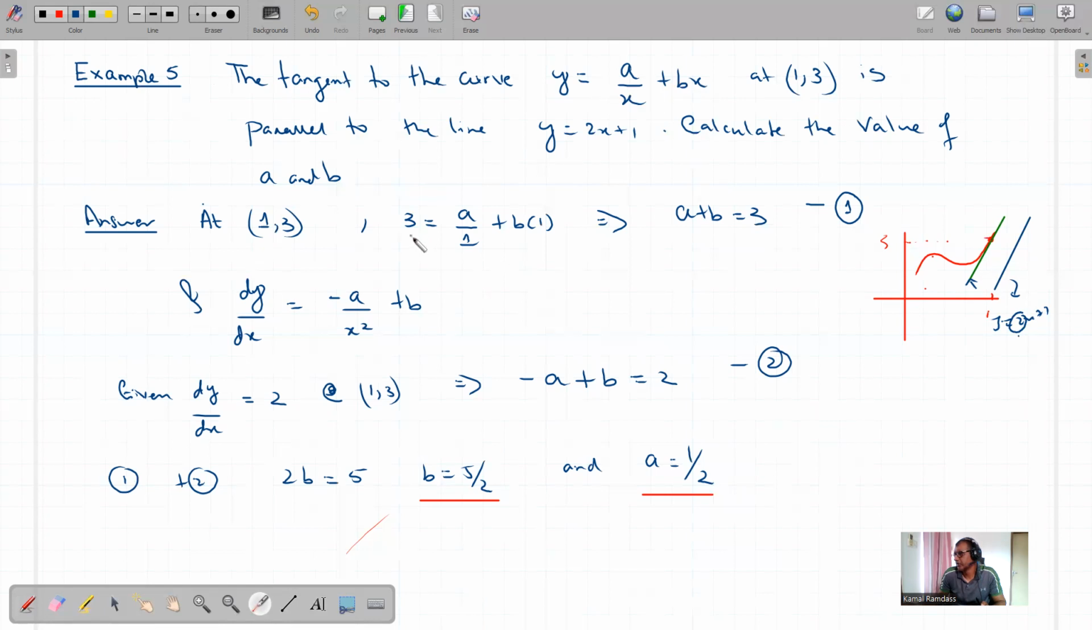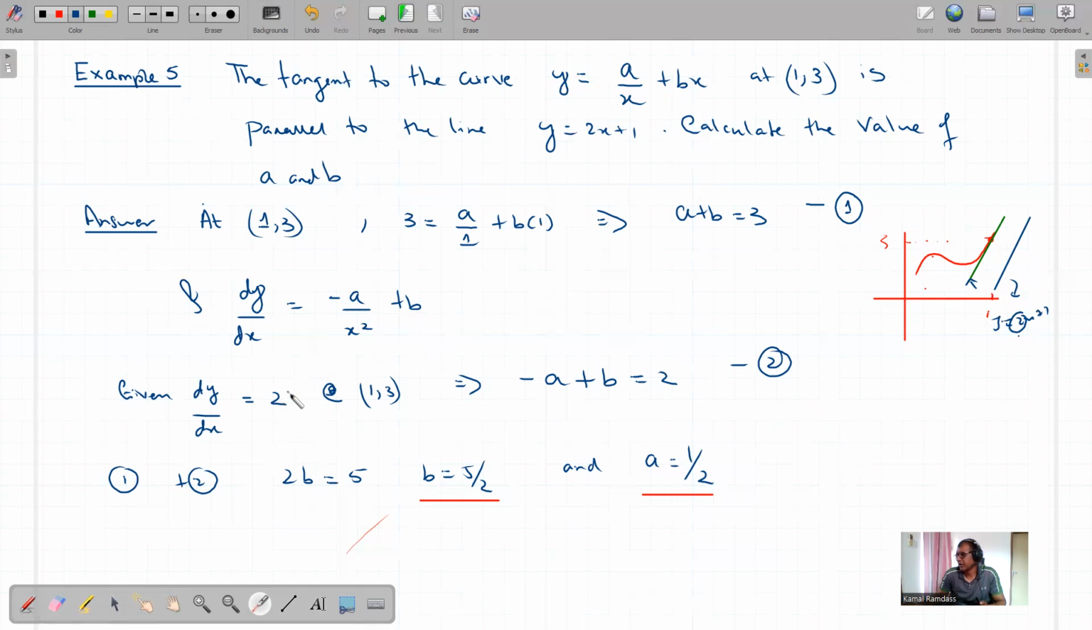bien, on évalue ça. On gagne a plus b is equal to 3. On gagne une équation, parce que pour trouver A et B, on a besoin d'au moins deux équations. Une équation, on remplace directement the value of the coordinate xy dans l'équation, on gagne a plus b is equal to 3. Ça, c'est une équation. dy by dx is equal to minus a over x squared plus b. On différentie bx, on gagne b.